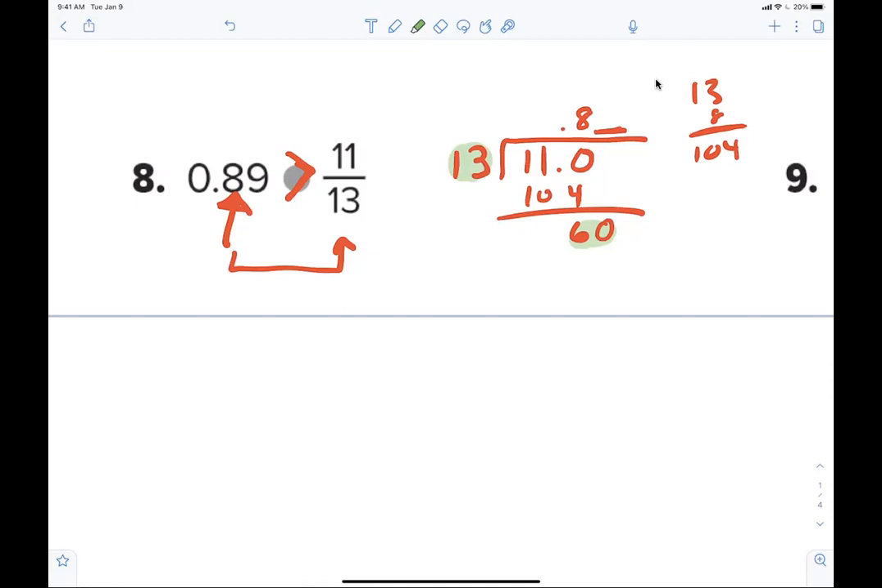Yeah, watch. I think 13 goes into 60 4 times. So I'm going to come over here and do 13 times 4, and that would be 52. Do you agree that's the right answer? So now I'm comparing 0.84 to 0.89. So 0.89 is what? Yeah, do you see that now, right?